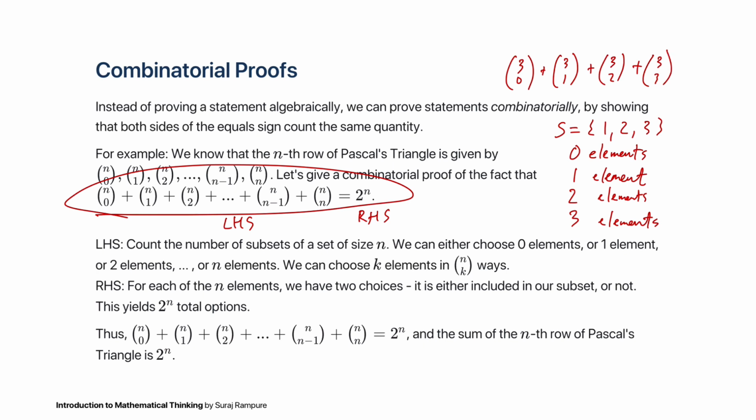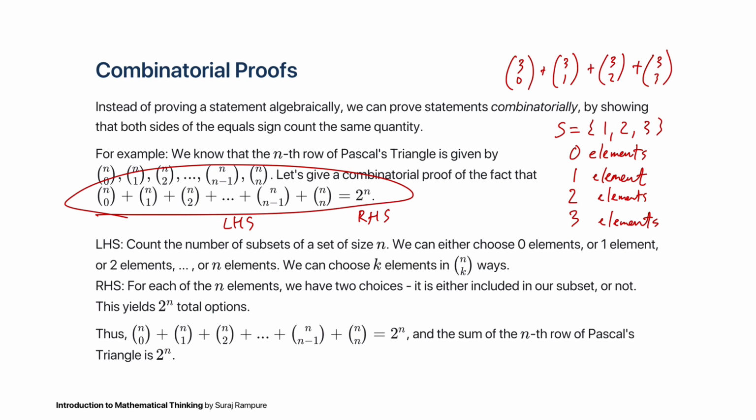But in the general case, if we have n elements, we're either going to choose 0, or 1, or 2, and so on, until n. And for each of those cases, if we're choosing k elements, there's n choose k ways to do that. So then that gives us our sum: n choose 0, plus n choose 1, plus n choose 2, dot dot dot, all the way until n choose n.